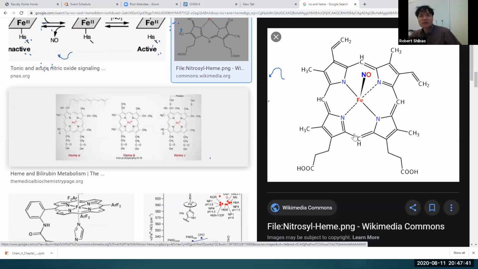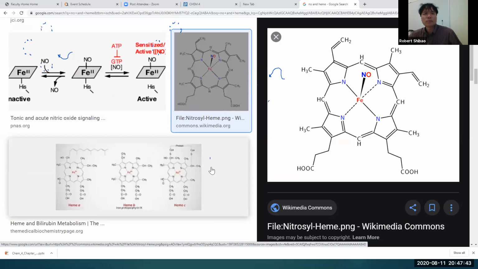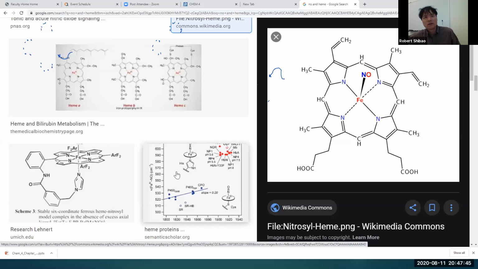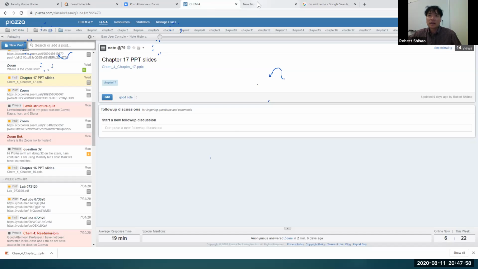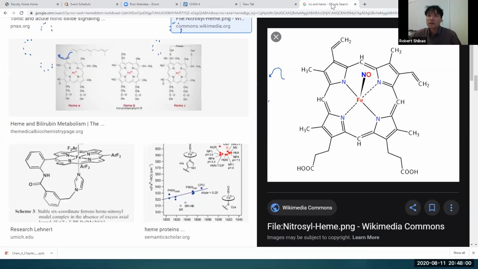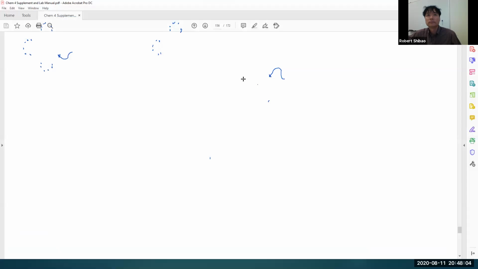Well, nitrosyl or NO or nitric oxide has an important biological role in blood. I'm not sure if this is the key structure to that or not. I've been following it. Okay, so some more examples. There are lots of examples of biological Lewis acid-base reactions like that. Let's move on.